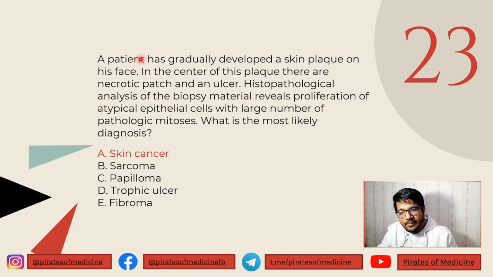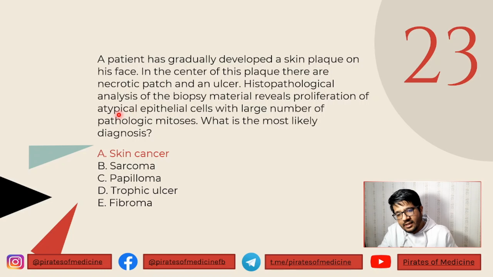The 23rd question is that a patient has gradually developed a skin plaque on his face. In the center of this plaque, there are a necrotic patch and an ulcer. Histopathological analysis of the biopsy material reveals proliferation of atypical epithelial cells with a large number of pathologic mitoses. What is the most likely diagnosis?